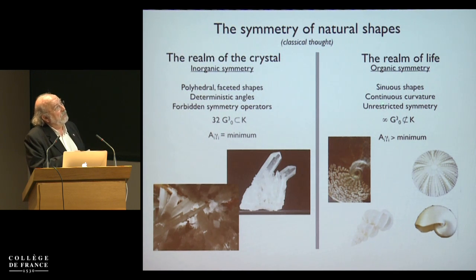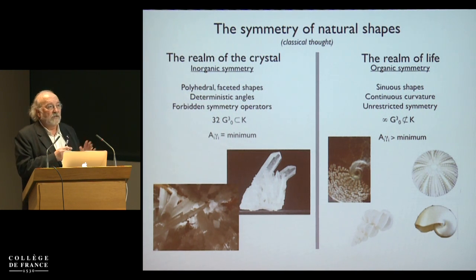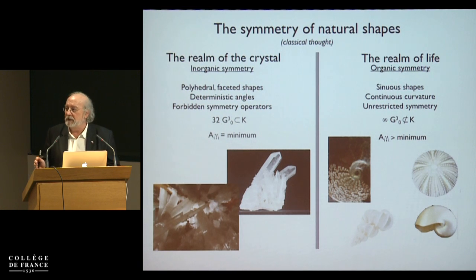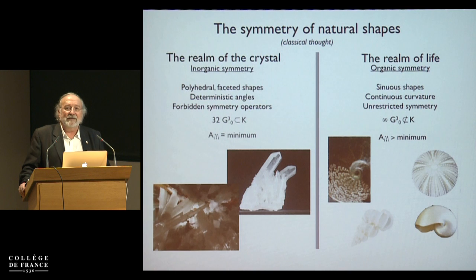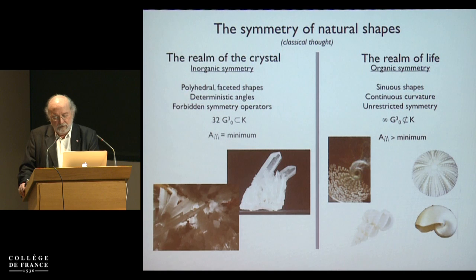While in the realm of life, you have sinuous shape, you have continuous curvature, you have unrestricted symmetry. So in principle, this is true. This is something that should tell us that if you find something with complex morphology, with continuous curvature, then this should be something for sure related to life.